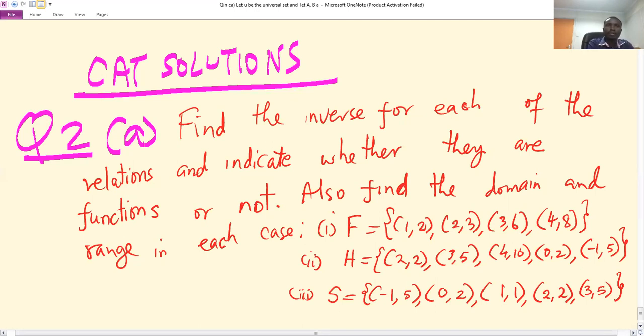The question at hand is to indicate the inverse of the given relations, and then to determine whether the inverses and the relations given are functions or not. And then specify the range and domain in each case. So let's start with the first one, F.